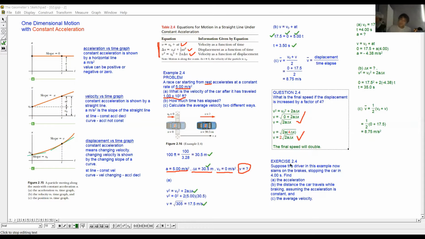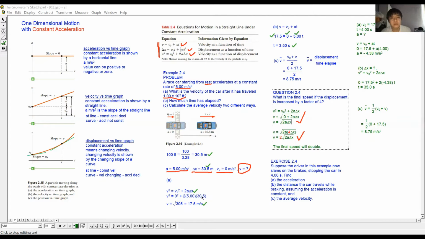Now, this 2.4 is a continuation of the previous question. In that question they finally attained a velocity of 17.5, not 8.75, since 8.75 is the average velocity. So at this position the velocity is 17.5. From here onwards, you step on the brake.